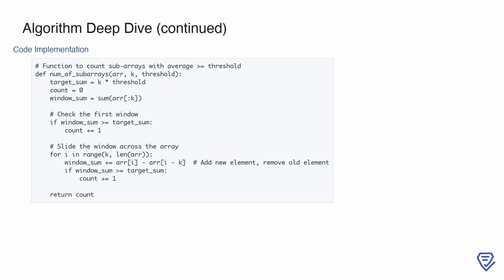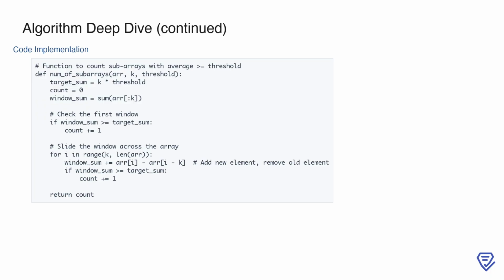The algorithm's implementation in Python is straightforward and adheres closely to the step-by-step process we've outlined. We define a function that takes the array, k, and threshold as inputs. First, we calculate the target sum by multiplying k with the threshold. We initialize the count variable to 0 and compute the sum of the first k elements to establish the initial window. If this sum meets or exceeds the target sum, we increment the count.